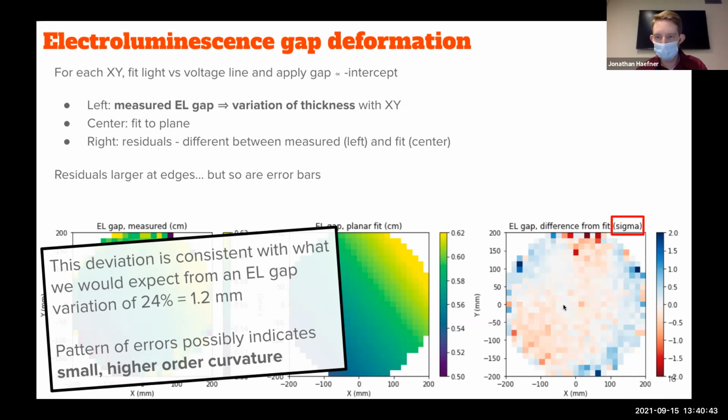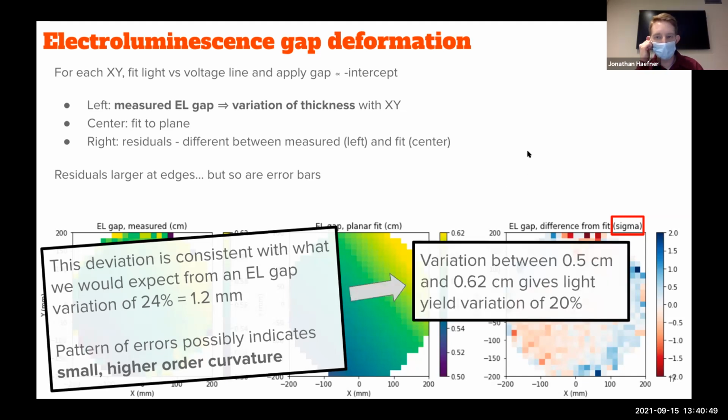And the pattern of errors, more red and blue towards these edges, indicates possible smaller, higher order curvature, but it's all under 2 sigma. And this level of variation would be expected to give a light yield variation of 20%. So it's very important to observe and be able to correct for this.